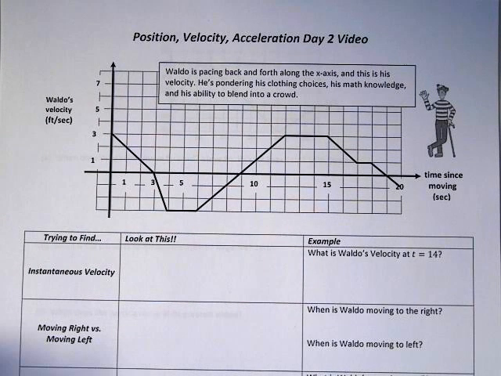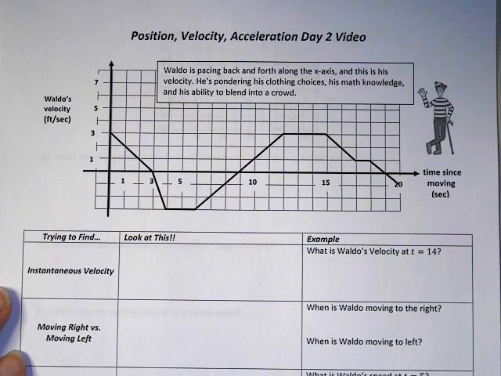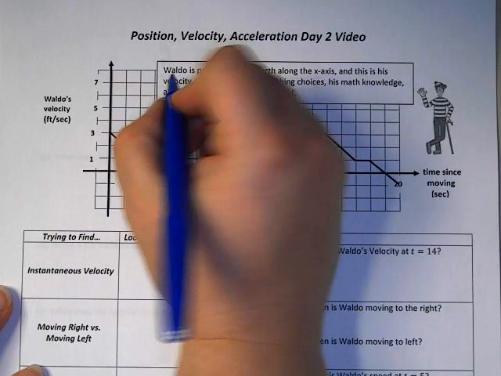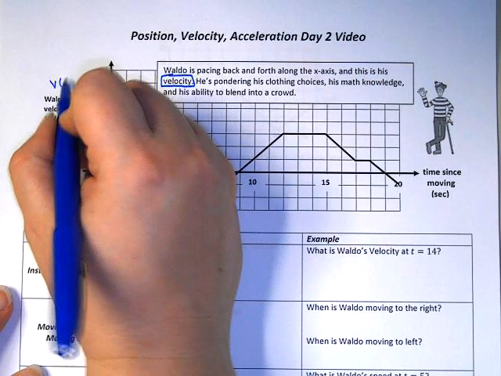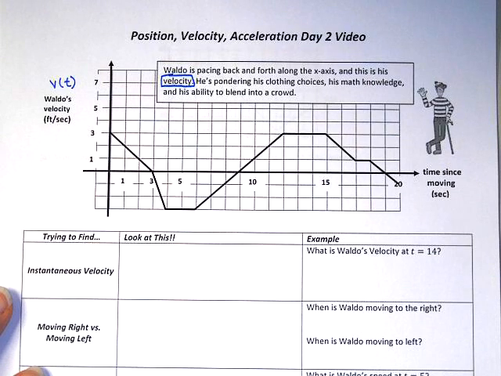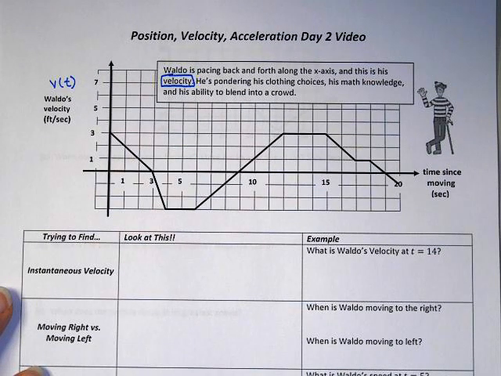All right, so we've got Waldo here. Waldo's pacing back and forth along the x-axis, and this is the graph of his velocity. So we know it's the graph of v of t. He's pondering his clothing choices, his math knowledge, and his ability to blend into a crowd.